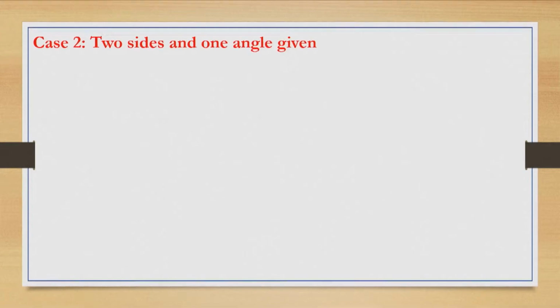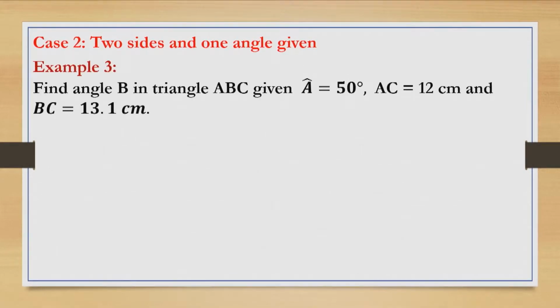Now we move on to case 2, where two sides and one angle are given. Example 3. Find angle B in triangle ABC, given that angle A is 50 degrees, AC is 12 centimeters, and BC is 13.1 centimeters.